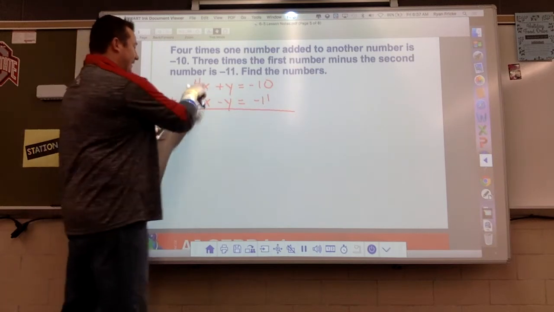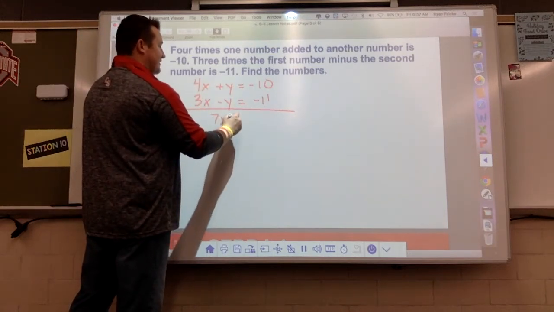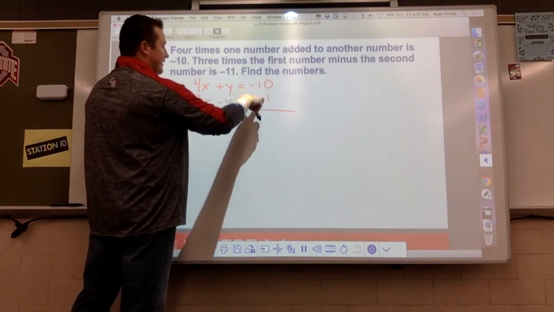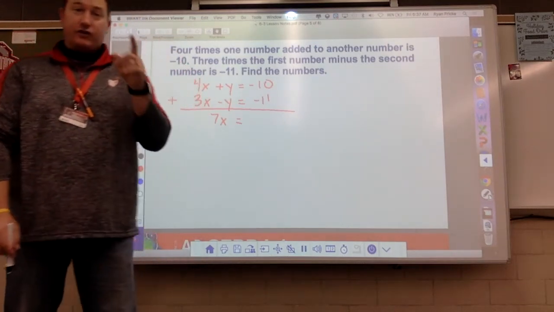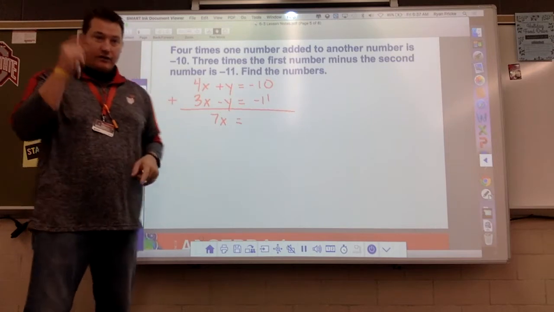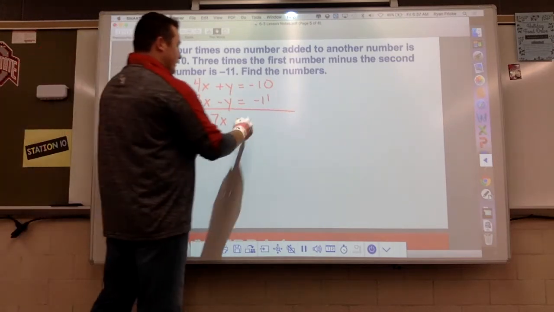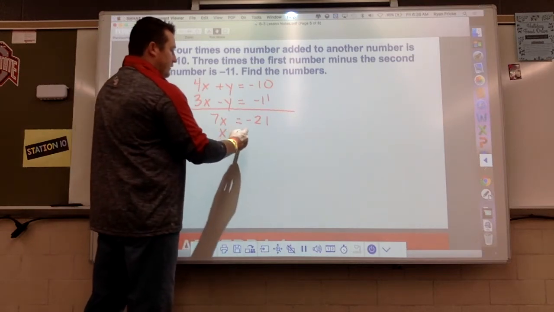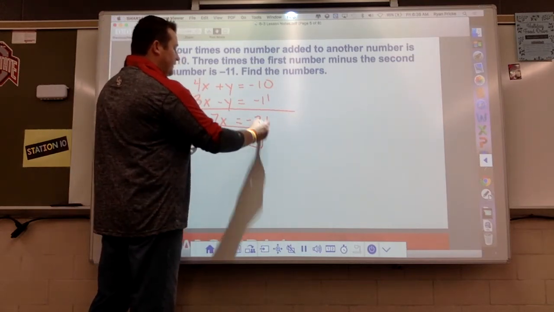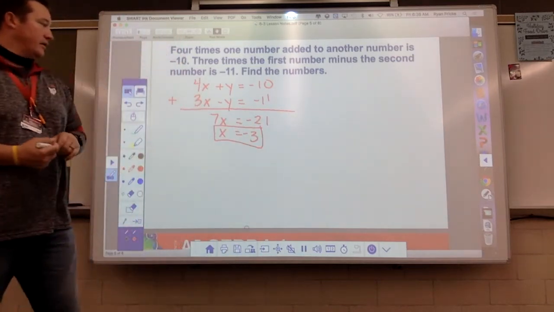Give it a slide. All right, this will turn into 7x. My y's eliminate. Careful here, guys. Negative 10 plus negative 11. If you have to use your calculator, make sure it's powered up and go for it. This is going to turn into negative 21. Okay? Easily solved. X is negative 3.